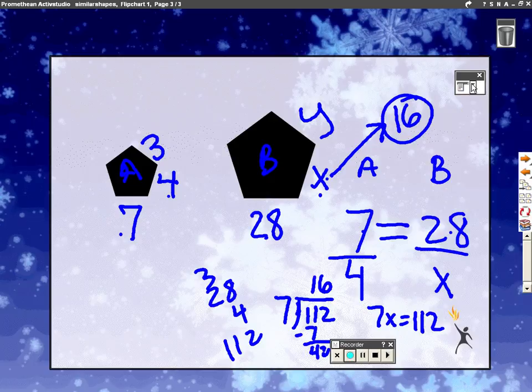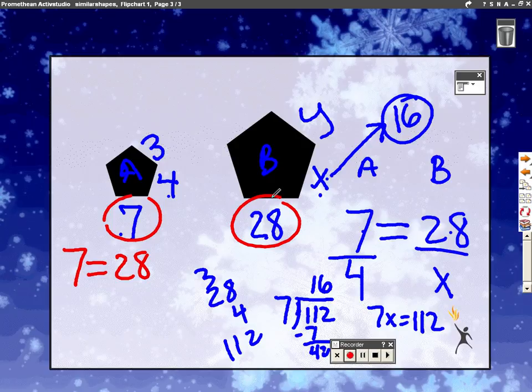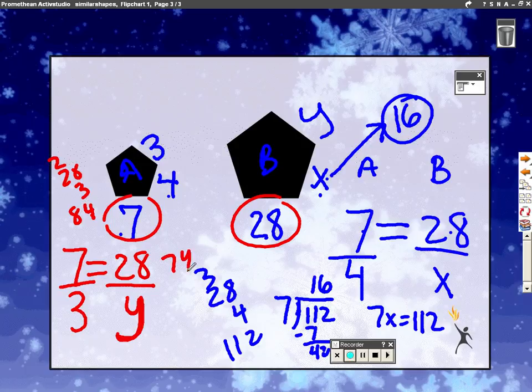If you remember, my starting off point is going to be 7 is to 28, because those are my definite numbers. They both have a number in that location. Now, 3 is in the location of y, because now I have to look for y. So I wrote down my y. Y is in the same location as 3. Cross multiply, 28 times 3. 4, carry the 2, 84. 7y equals 84. How many times does 7 go into 84? Well, if you've memorized your math facts, you would say 12.